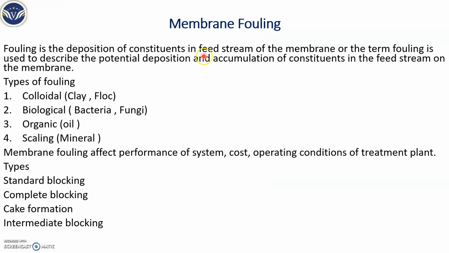So now what is membrane fouling? Membrane fouling is nothing but a deposition, a potential deposition or accumulation of constituents. The constituents may be colloidal like clay, biological like bacteria, organic like oil, scaling like minerals. So fouling, what it does and the problem is when it happens, it increases the cost. Operation of the plant tends to reduce. There is standard blocking here, there is complete blocking, there is crack formation in those membranes itself, or intermediate blocking is taking place.